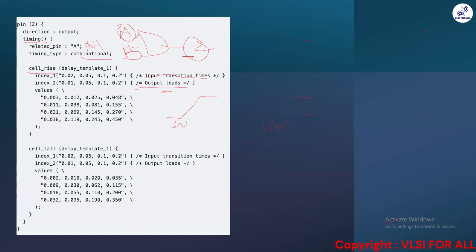Similarly, it can happen that pin A can have, instead of a rising transition, a falling transition. It is trying to go from 1 to 0. So it will state, this is my cell fall, this is my delay template, and this is my input and this, and it will have values. This is all with respect to pin A. The same thing will happen with respect to pin B.